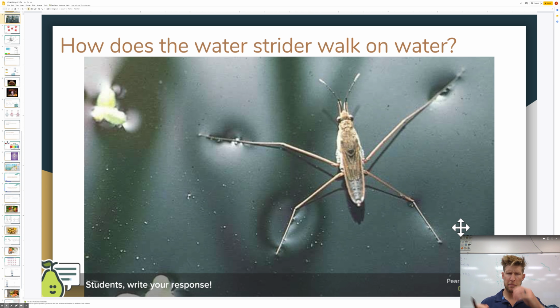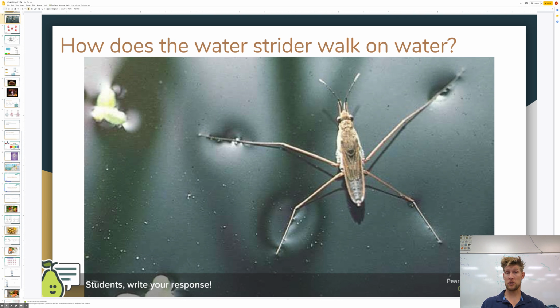Hello, everybody. Oh, sorry. For this one, we're going to focus on a little bit of the phenomenon where water striders walk on water and how do they do that. Now, when I asked this question to all my students in class, a lot of them were talking about the bonding between the molecules and things like that, and all that was good.